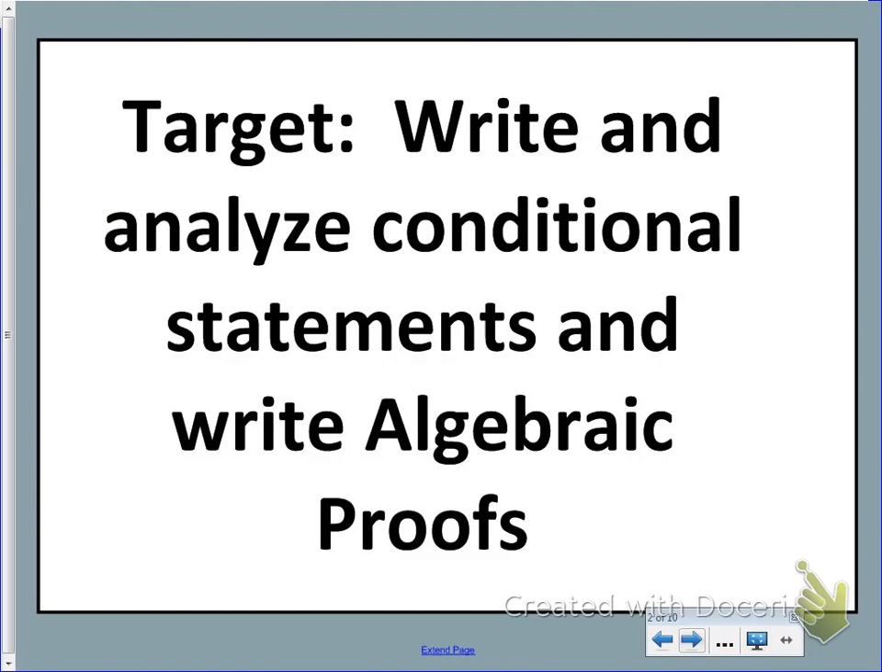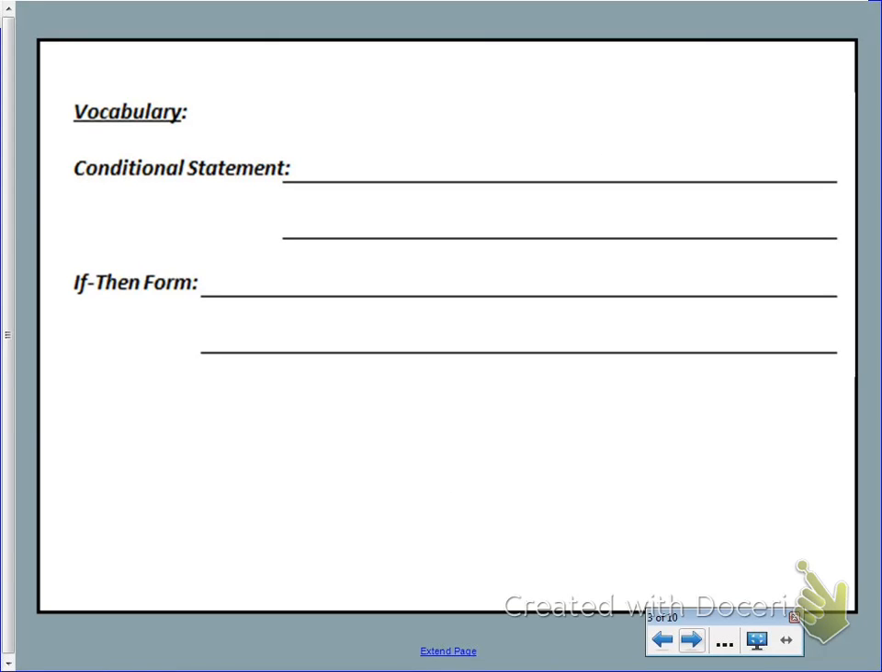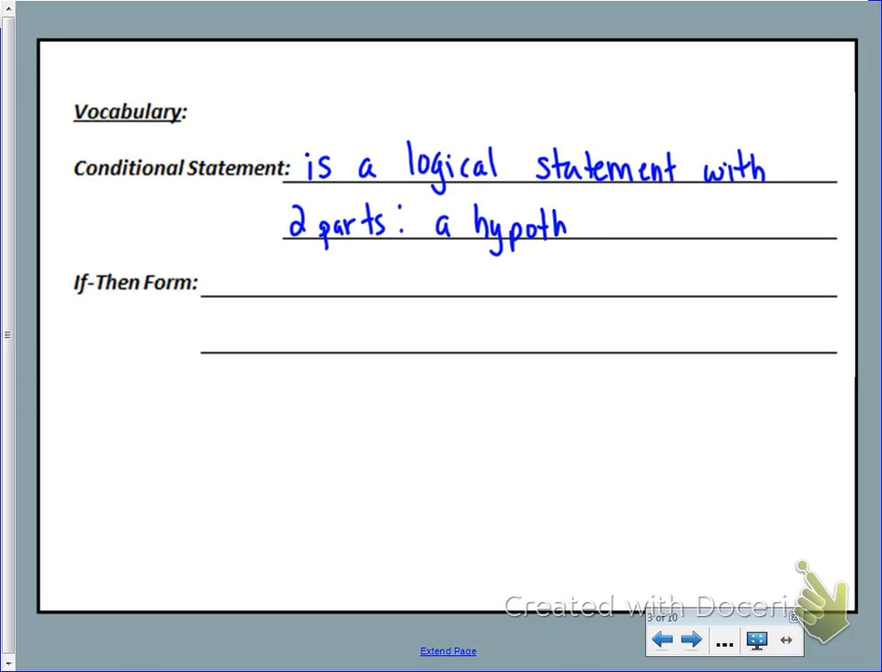Welcome, geometry students. Today we're going to learn how to write and analyze conditional statements and write algebraic proofs. So first of all, what is a conditional statement? Well, a conditional statement is a logical statement with two parts. And those two parts are a hypothesis and the conclusion.